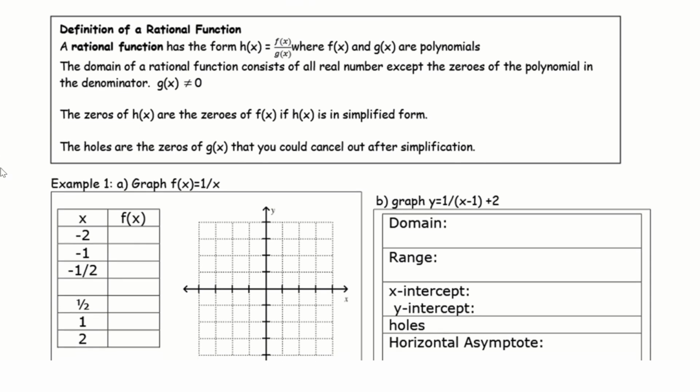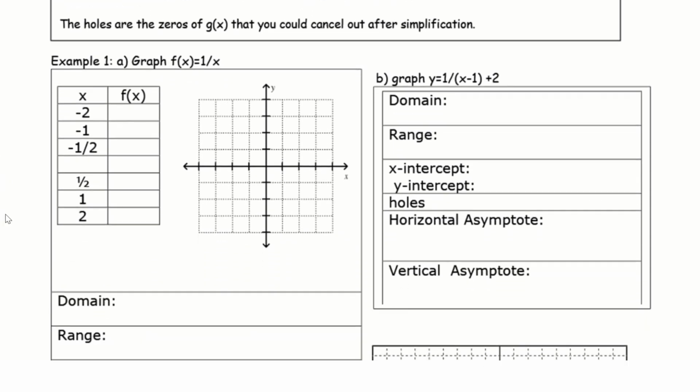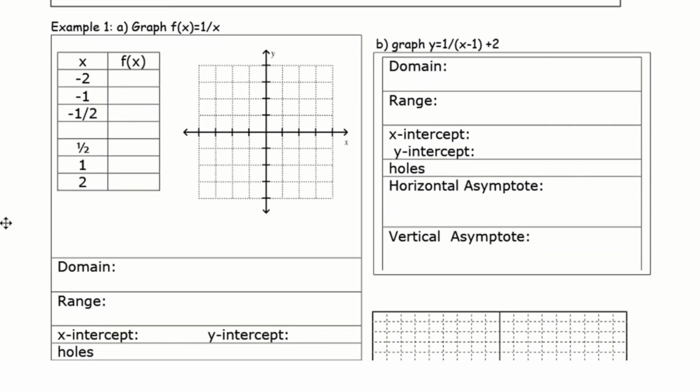So we are going to see what it means, and the first thing we want to graph is the reciprocal function, that is 1 over x. That is the simplest rational function. So we are going to create a table of values.